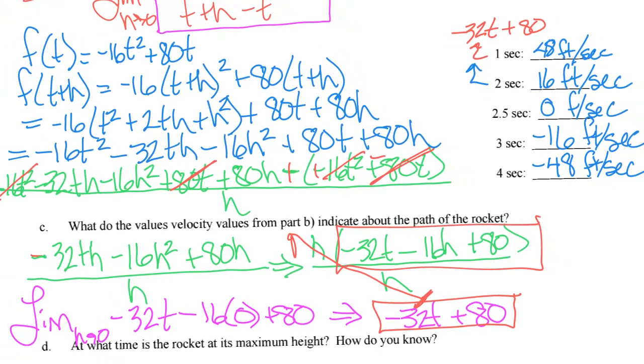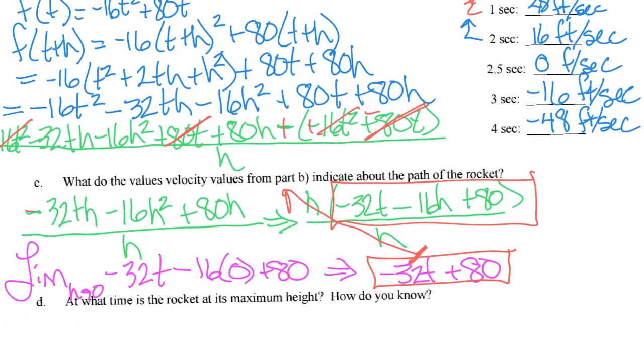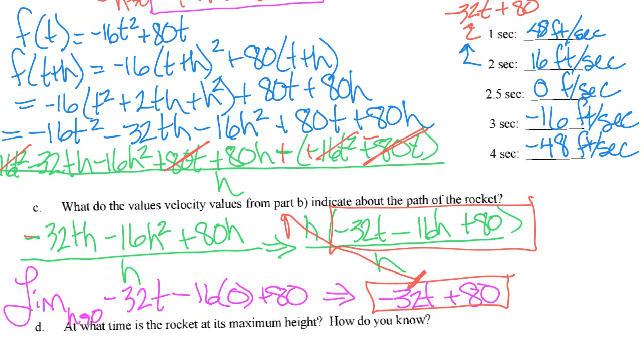Let's go down and look at what part C is asking us to do. It says, what do the velocity values from part B indicate about the path of the rocket? So as you can see, the rocket is increasing in height. It's going up, going up, going up. It reaches a max height after 2.5 seconds. So here it's reached its peak, and then it starts to decrease in velocity. And so that means that it's going to decrease in height. In other words, it's going to fall. Okay, and you can write that up.